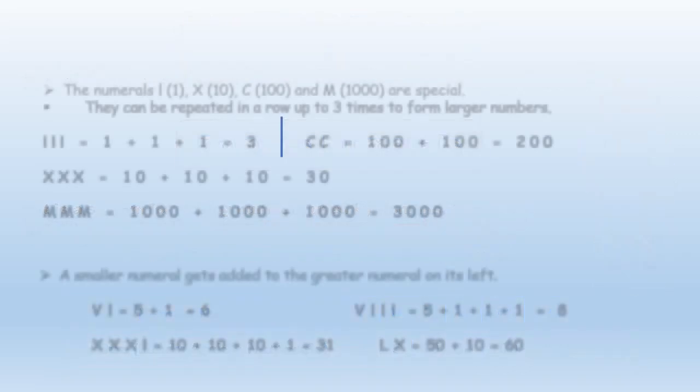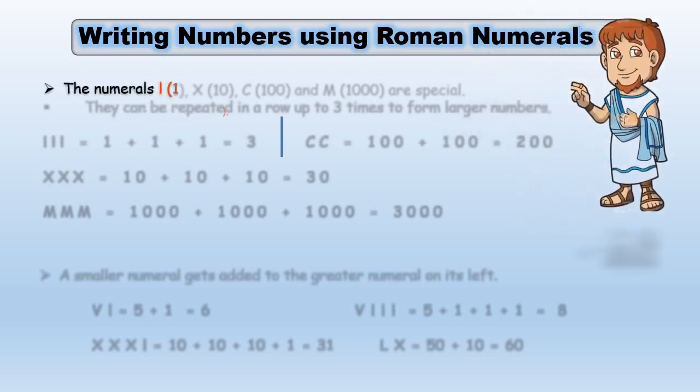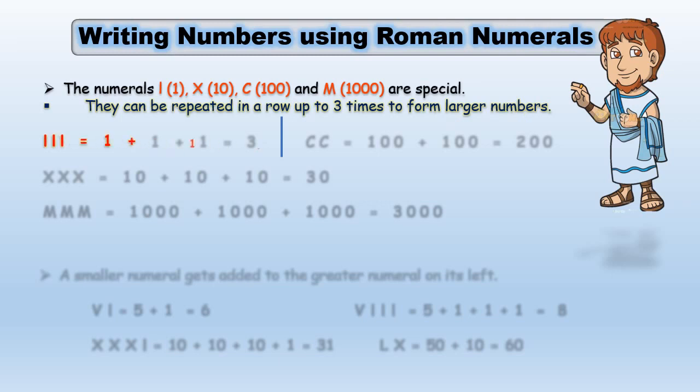Romans follow rules for writing numbers, and with the help of these rules they combine letters in a different combination to frame different numbers. Now let's see what are these rules which is followed by Romans. Yes. Now the first rule says the numerals 1, 10, 100, 1000. That is I, X, C and M are special.